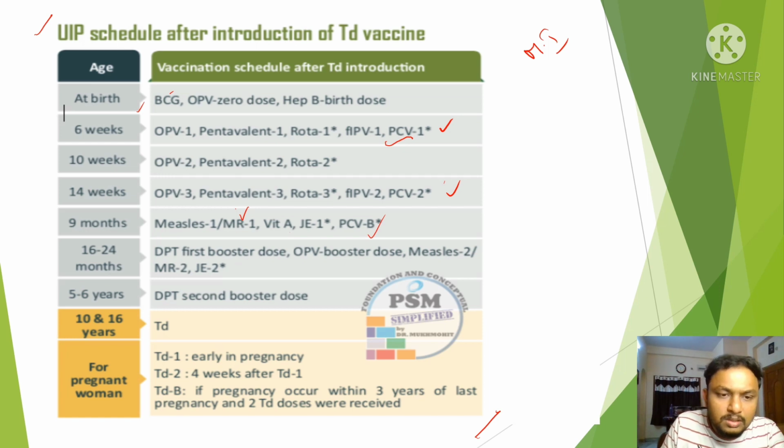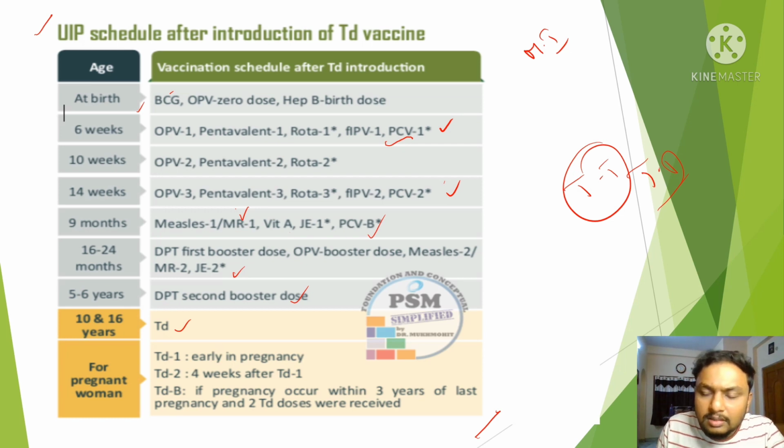At 16 to 24 months we give the DPT first booster dose, OPV booster dose, measles second, and Japanese encephalitis second dose. At 5 to 6 years the DPT second booster is given, and at 10 to 12 years TD, not TT. Instead of tetanus toxoid, we are giving tetanus and diphtheria toxoid. For pregnant women, TD first dose in early pregnancy, second dose after 1 month, and a booster within 3 years. This is the immunization schedule.